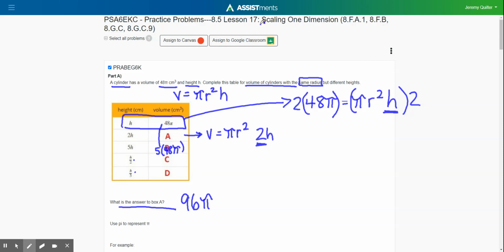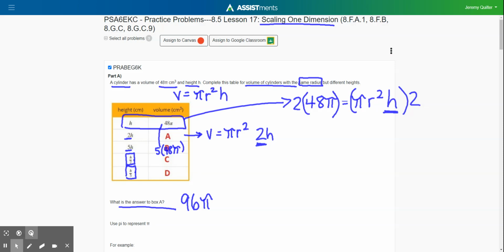Just a simple portion on this scaling in one dimension. Scaling means increasing or decreasing in size by a proportional value. By doubling the height, we're doubling the volume. By multiplying the height by 5, we're also multiplying the volume by 5. Half of the height makes half of the volume. 1/5 of the height makes 1/5 of the volume.